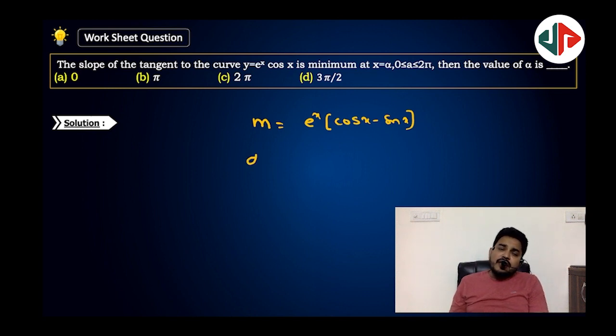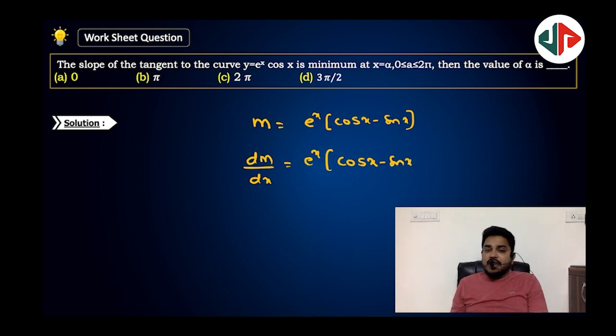So now differentiate. Dou m by dou x. This is the UV formula. E power x derivative, E power x into this function as it is, cos x minus sin x. Now this one into the derivative of this one is minus sin x. Derivative of sin x is cos x. So this should be equal to 0. So here 0 will be possible, pi will be possible, 2 pi is also possible.